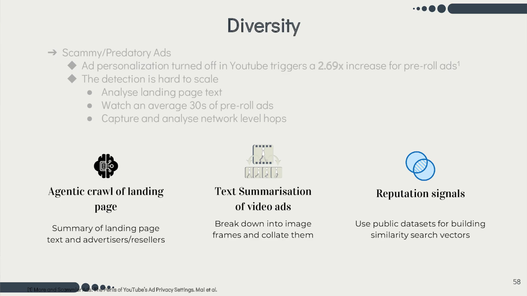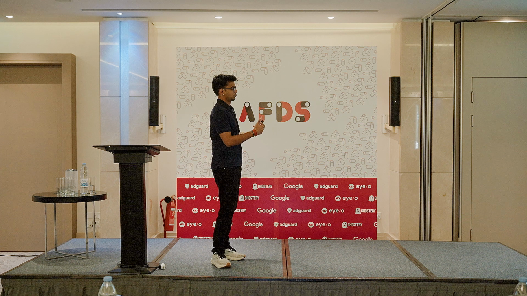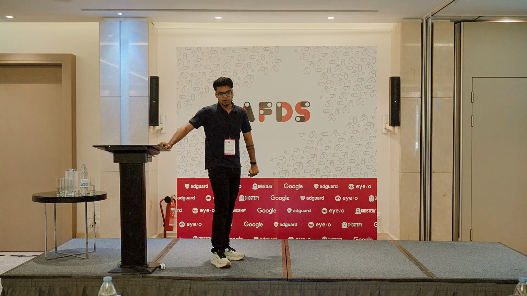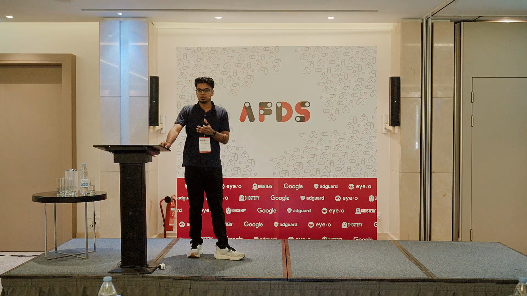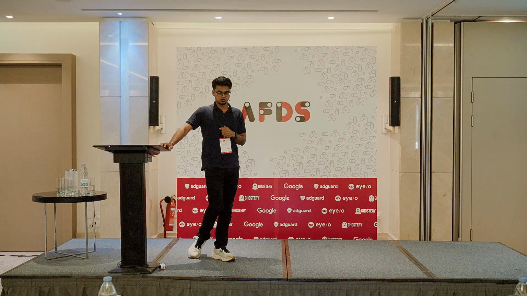The other summarization is by breaking down video ads into different image frames, and then creating a summary vector of what all information is present over there. And the final task is to build a reputation signal. We are usually relying on a lot of publicly available data sets of images of advertiser names and stuff to do a comparison between what our agentic crawl gives us and what our reputation signals are, and see what is the similarity score between these two vectors.